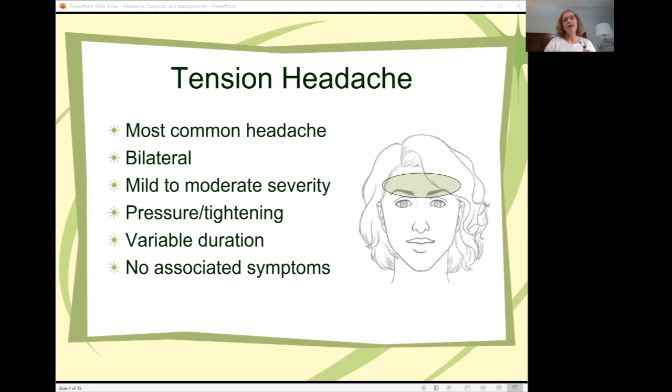This is the headache that I find most difficult to differentiate from a vision-related headache. Vision headaches are often in the same area, they're bilateral, and they can occur at the end of the day, the same as a stress or tension headache.